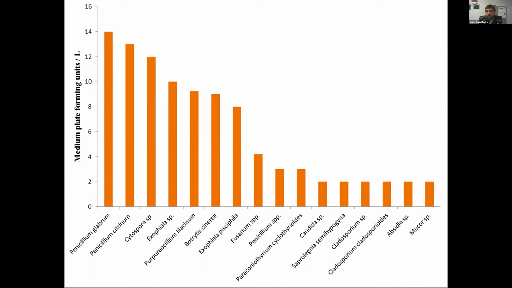Exophiala, like I was telling you about, is an important fish pathogen. As you can see, the one that had the most prevalence only appears in fifth place, Purpureocillium lilacinum, which means it appears most often, but in smaller quantities. Again, Botrytis cinerea is another fungus that causes rottenness in fruits.